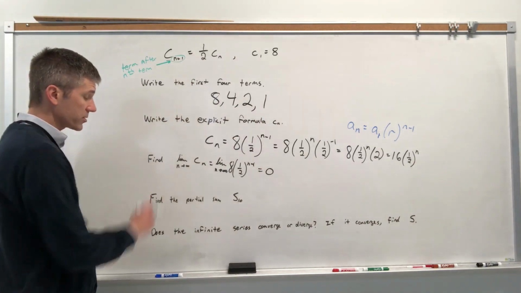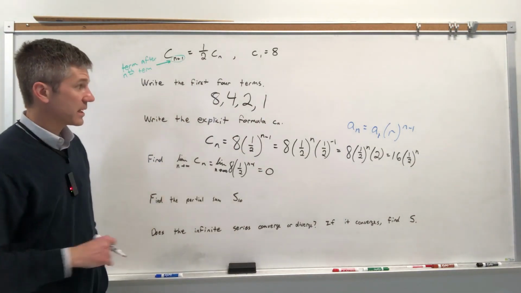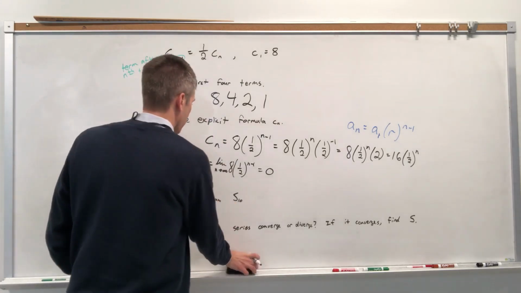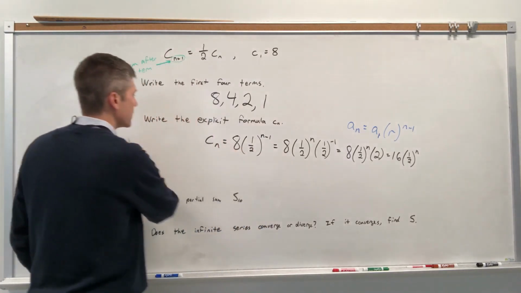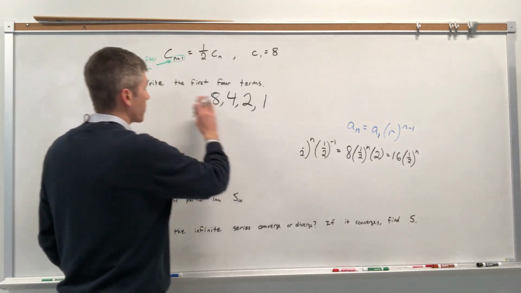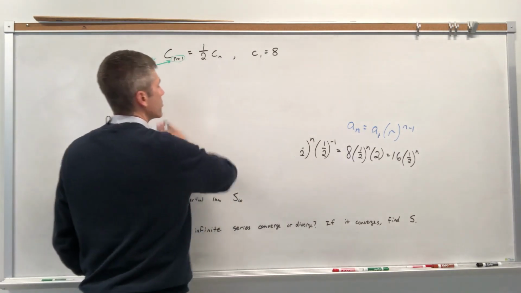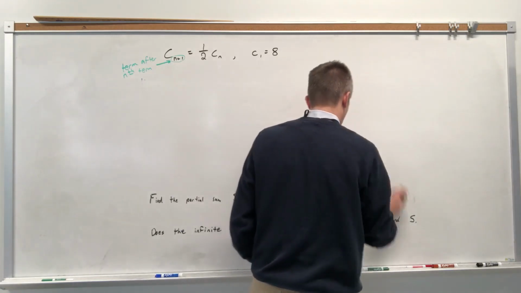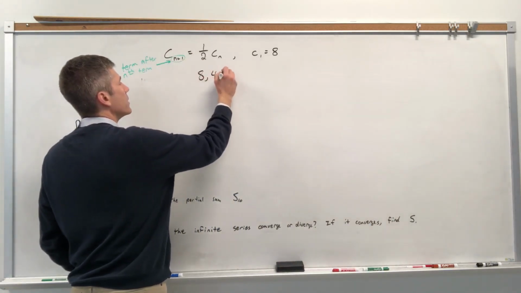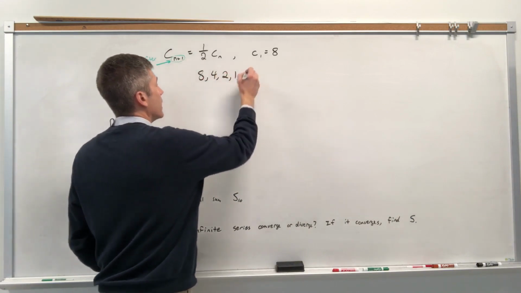Okay, find the partial sum, s sub 10. We're going to add the first 10 numbers. I'm going to erase what I have so far and just create some space. I am going to keep that because that's a lot more practical. Actually, let's erase that too. We'll put it up at the top. So 8, 4, 2, 1, 1/2.